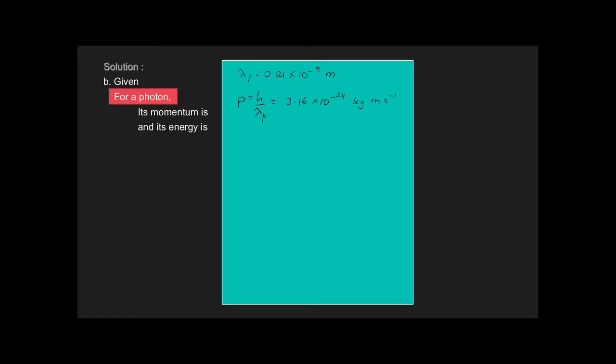And then to find the energy of a photon, we have to use E is equal to hc over lambda, where h is the Planck's constant, times by the speed of light, 3 times 10 to the power of 8, divided by the wavelength of the photon. And finally, we will get energy 9.47 times 10 to the power of negative 16, divided by 1.6 times 10 to the power of negative 19 to get our answer in electron volt.